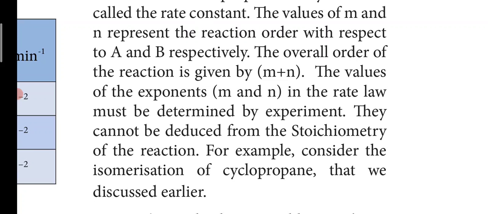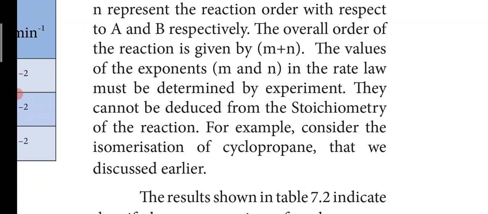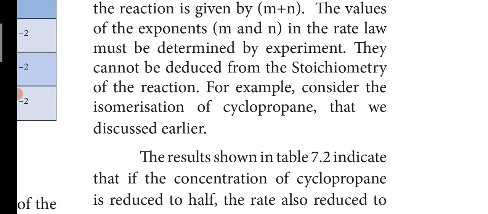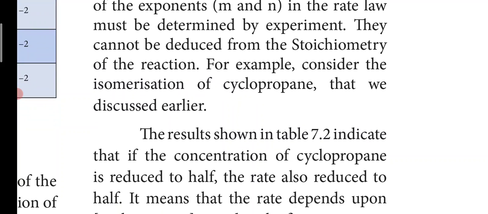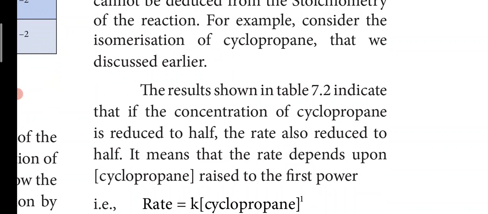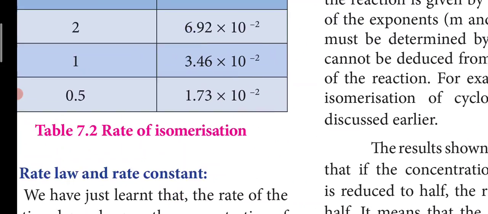The values of these exponents in the rate law must be determined by experiment only. We can't directly take them from the stoichiometry of a reaction. For example, consider the isomerization of cyclopropane, which we discussed now. On the table we saw that you can see the concentration of cyclopropane is reduced to half and the rate also is reduced to half.